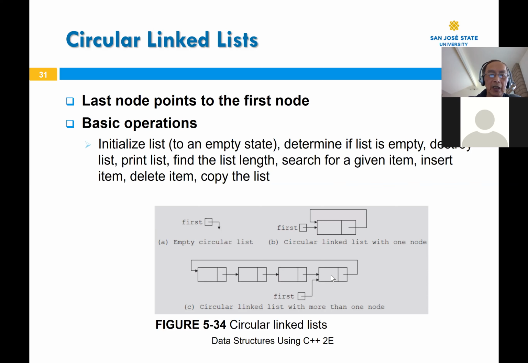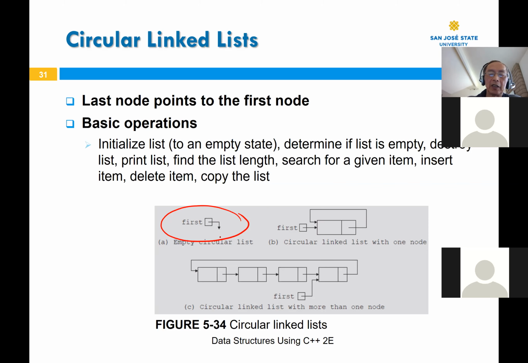What is a circular linked list? It's a linked list pointing to itself. So if the linked list is empty, can you see the drawing there? If the linked list is empty, then it's just pointing to a null. And if there's only one item, the item's next is pointing to itself. So that means there's only one item in the linked list.